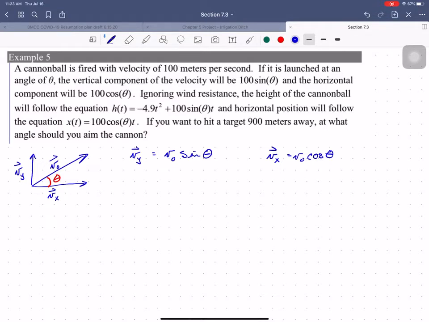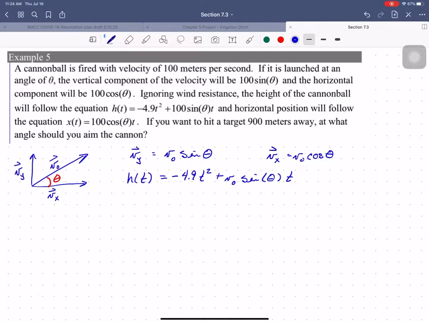And if you take physics, you'll learn how to get this formula, but I'm just going to tell you that your height as a function of time is negative 4.9 t squared plus whatever your initial velocity is, multiplied by the sine of your launch angle, multiplied by time. So I always put that time out in front. You don't have to. The textbook doesn't. Just know that the time is not included in the sine.